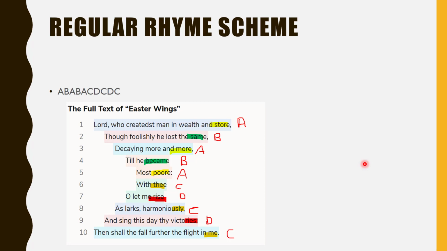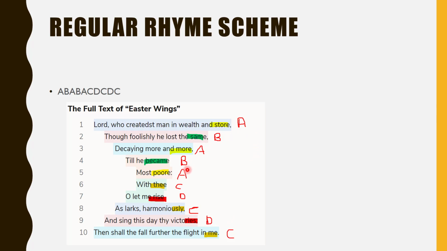There is a regular rhyme scheme. Store, more and poor are rhyme A. Same and shame, rhyme B. Thee, harmoniously, Lee and me are rhyme C. Rise and victorize are rhyme D. So it would be A, B, A, B, A, C, D, C, D, C.